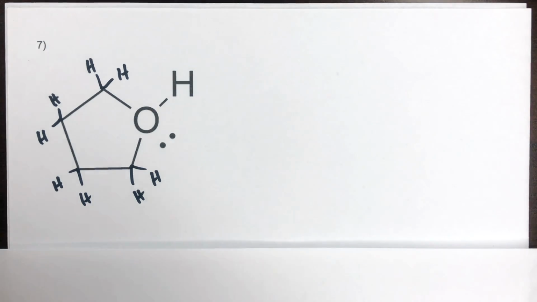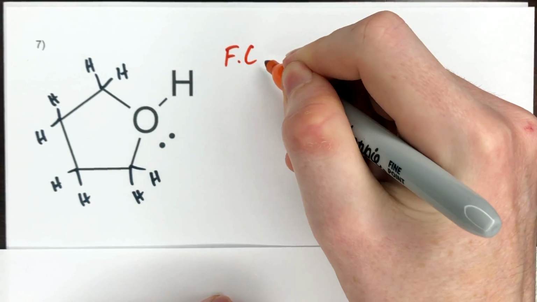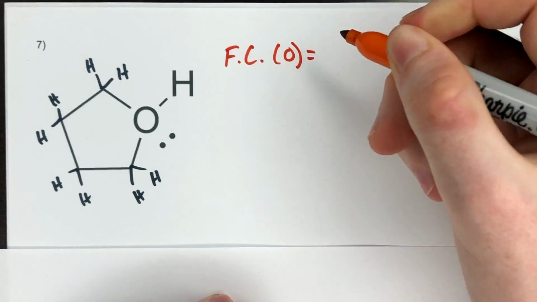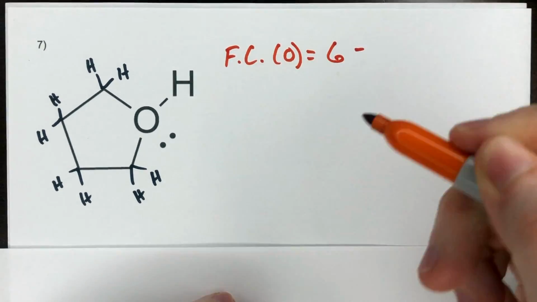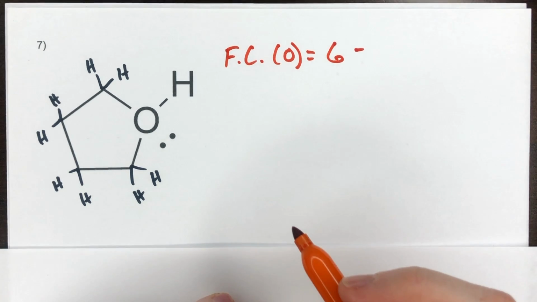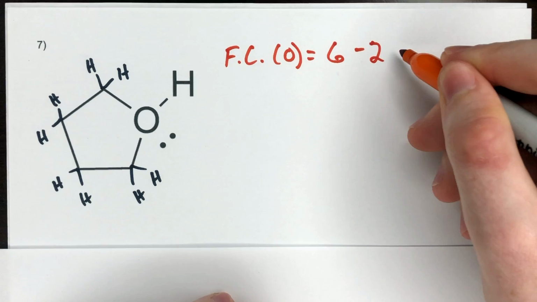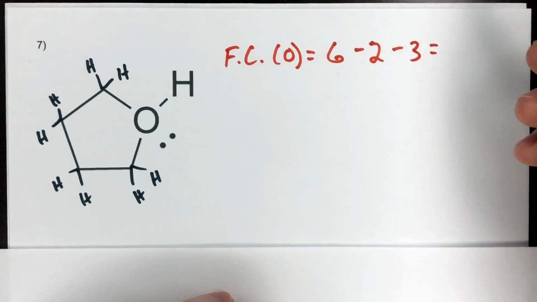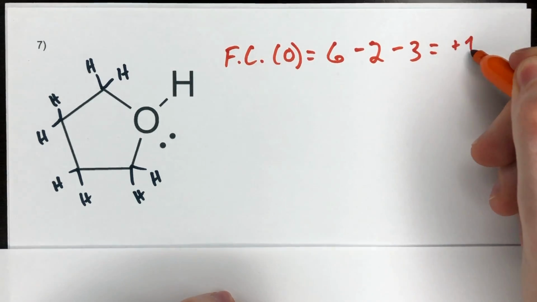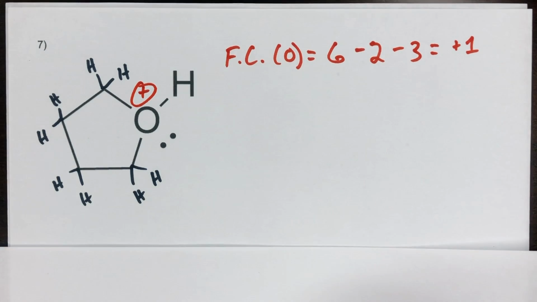Like I said, I'm not going to do it here since it was previously done in a different question. But now let's look at the formal charge of the oxygen. So again, oxygen has a valence of 6, and we subtract the number of unbonded or lone pair electrons, which is 2. And then we subtract the number of bonds, which there are 3 single bonds here. So again, this gives us a +1, 6 minus 5. So the oxygen has a formal charge of +1.